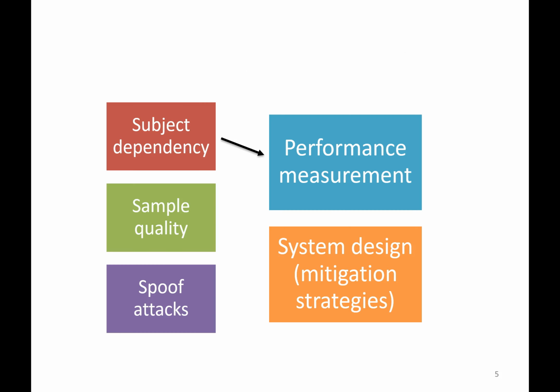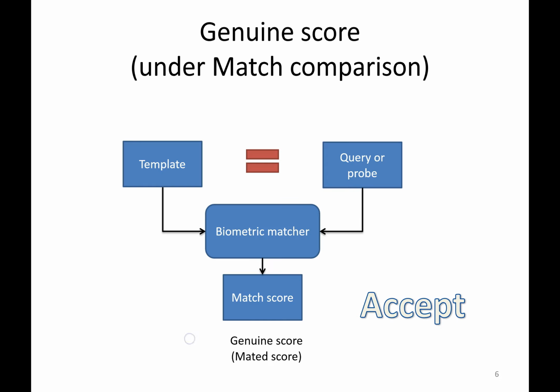I really want to talk about subject dependency, sample quality, and perhaps throw in a little bit of the latest topic on spoof attacks, and how these different factors affect the performance of the system, as well as how we mitigate some of these adverse factors such as spoof attacks and bad quality samples. Okay, so these are the main topics I want to talk about. And the first one is on subject dependency, the influence of the subject on the performance measure.